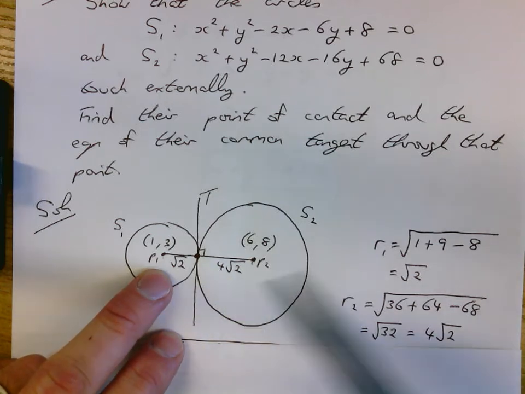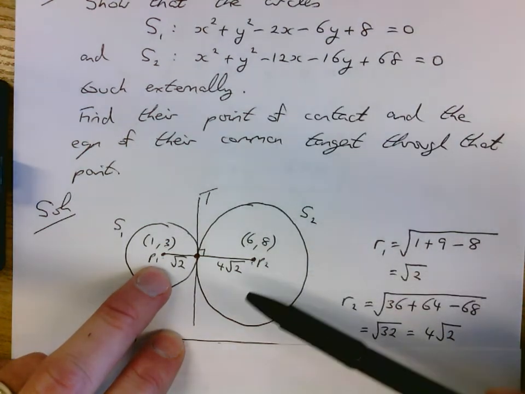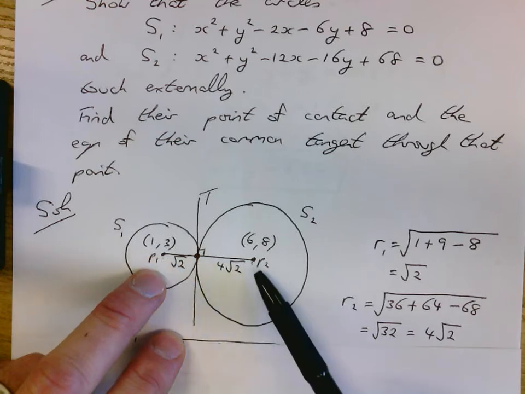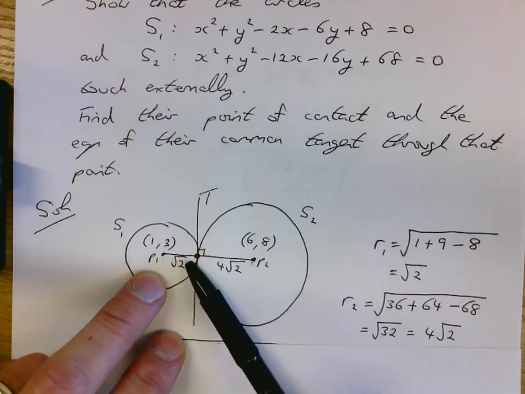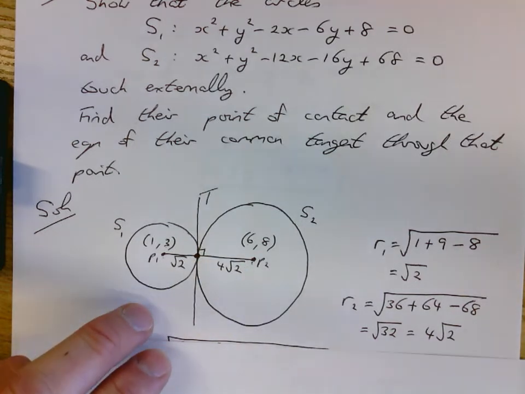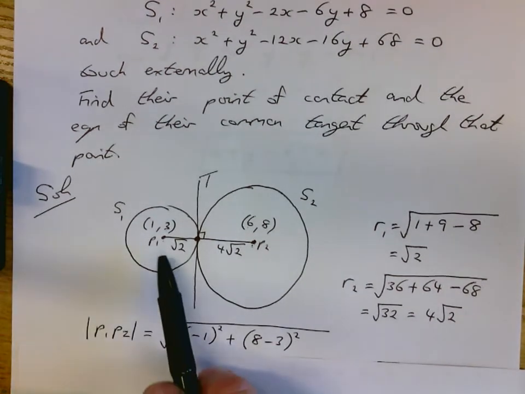Now, what are we trying to show? We're trying to show that these circles touch externally. And if that's the case, you can see in the picture the distance from P1, that centre, to P2, that centre, is this radius plus this radius. So, let's give it a go. Let's find the distance between these two centres.